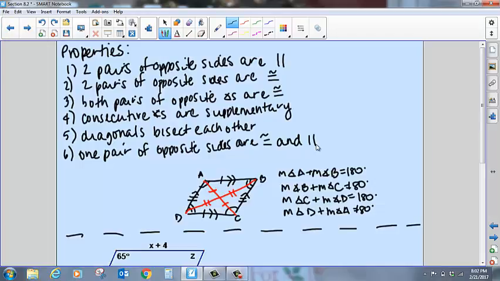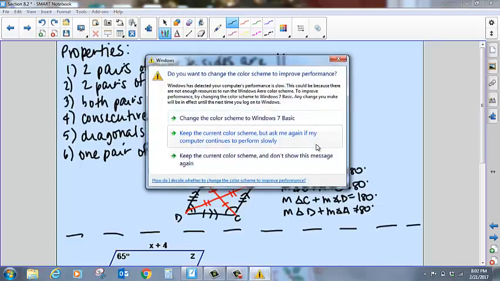Okay, so those are the 6 main properties. You will be expected to know these, to be able to justify if a figure has these or not. And again, we're going to build a square, rectangle, and a rhombus from this, so you want to make sure you understand those.